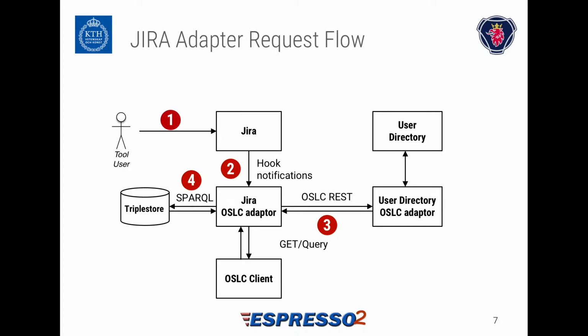Now, when the OSLC client makes a GET request or performs a query on a change request, the Jira adapter can simply retrieve the change request from its triple store. It's worth noting here that whenever a request comes for a change request, Jira adapter only fetches them from the triple store using Lyo Store library and no communication happens between the adapter and the original tool.